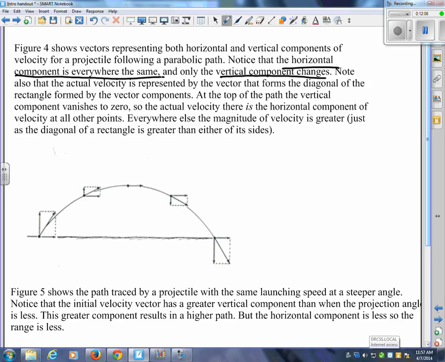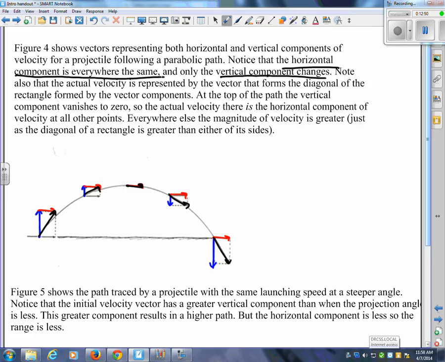Let me put the vertical in blue. There's the vertical. There's the vertical. The vertical here is 0. There's the vertical. There's the vertical. Let me put the horizontal in red. In fact, the reds are always what? Always equal. Only the vertical changes. And so the overall resultant is the sum of those two, right? That one's 0, so it's there.